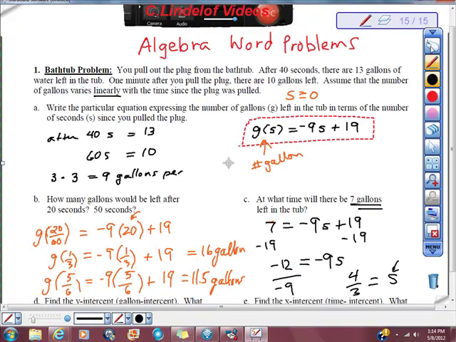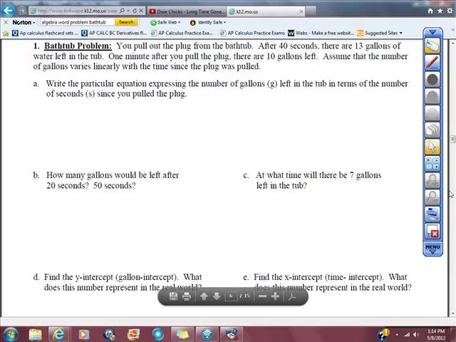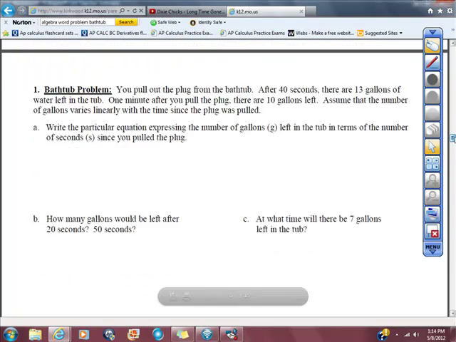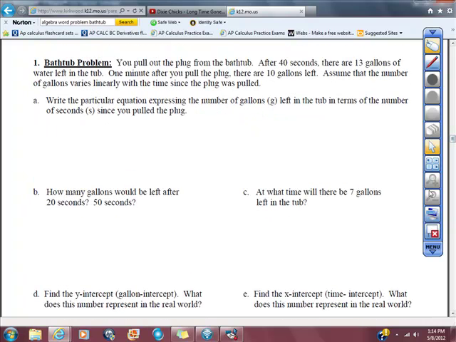Algebra 2 word problems, and here are those word problems that we're interested in. It starts up here, doesn't it? This bathtub problem. You pull out the plug. Let's see if we can read it right twice in a row. Pull out the plug from the bathtub. After 40 seconds, there are 13 gallons of water left in the tub. 1 minute after you pull the plug, there are 10 gallons left. Assume that the number of gallons varies linearly with the time since the plug was pulled.